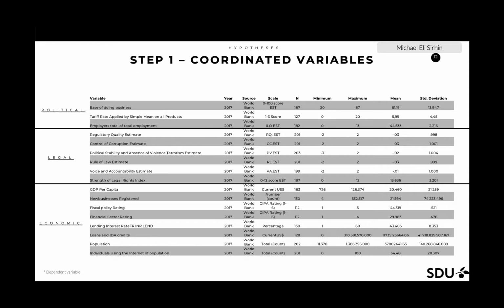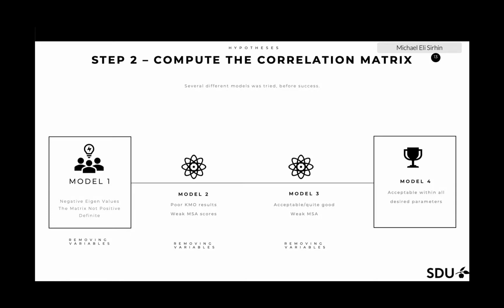And then we coordinated the variables, and the 2 objectives with this exploratory approach were to identify underlying dimensions and bundle the 18 variables. And the three factors shown are the political, legal, and economical. Next slide. And afterwards, we computed the correlation matrix, and in order to complete the factor analysis, the model had to be tested and variables were removed.